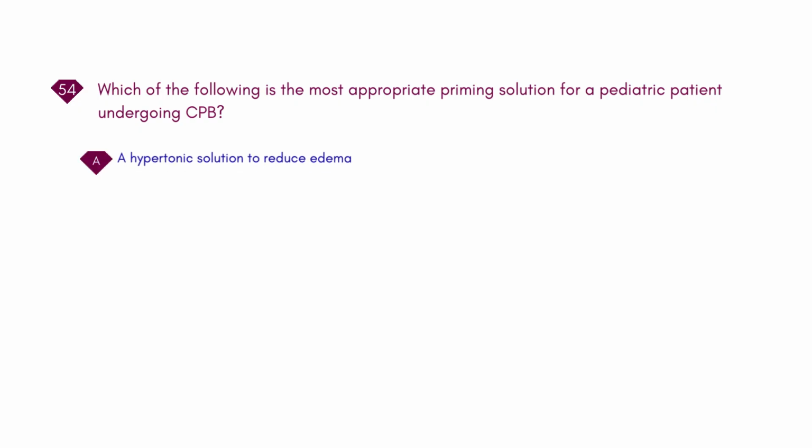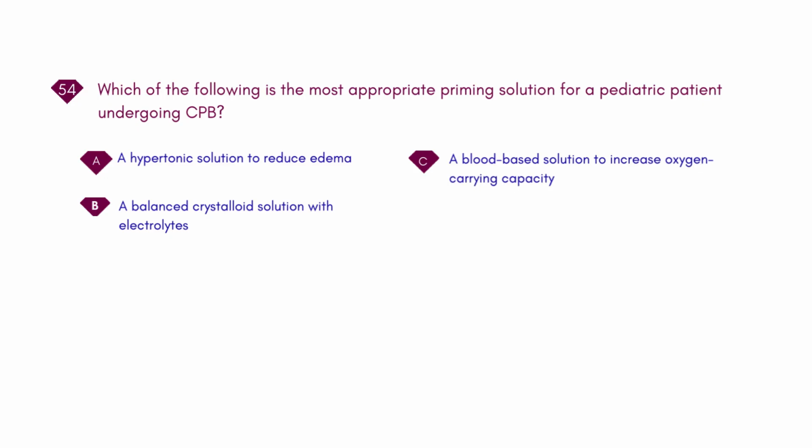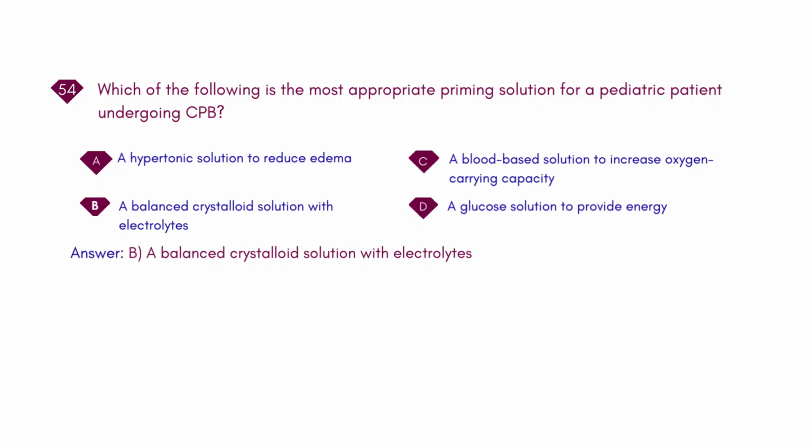Which of the following is the most appropriate priming solution for a pediatric patient undergoing CPB? A. A hypertonic solution to reduce edema. B. A balanced crystalloid solution with electrolytes. C. A blood-based solution to increase oxygen carrying capacity. D. A glucose solution to provide energy. Answer: B. A balanced crystalloid solution with electrolytes.